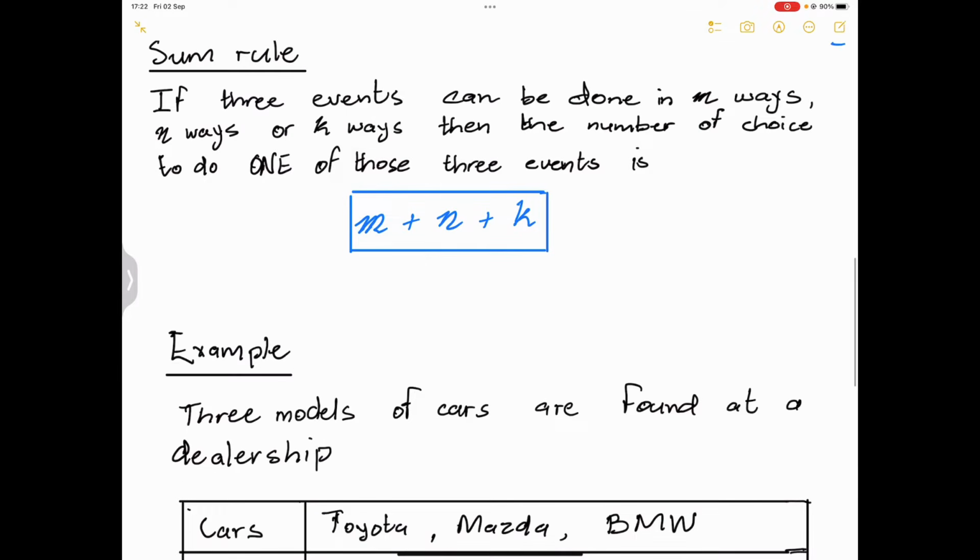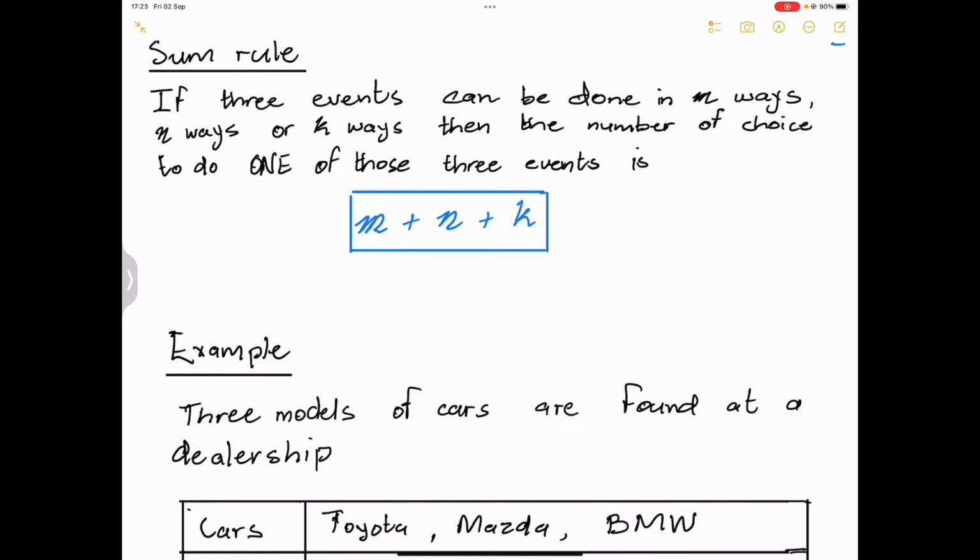Now, we also have what we call the sum rule. I may not have alluded to this in the first video. In the sum rule, what it simply says is that if we've got 3 events, it can be 2, it can be 4, whatever the number of events. I've just taken 3 as an example here. If it can be done in M ways, and another one in N ways, and another one in K ways, then the number of choices to do one of those 3 events is M plus N plus K.